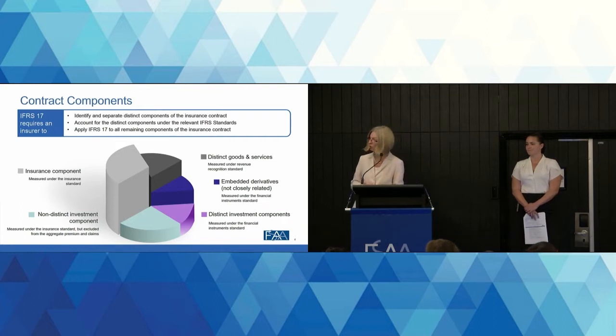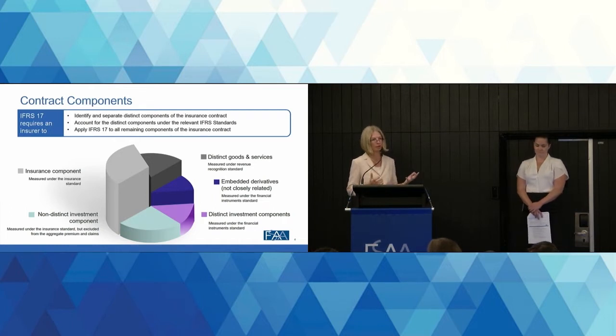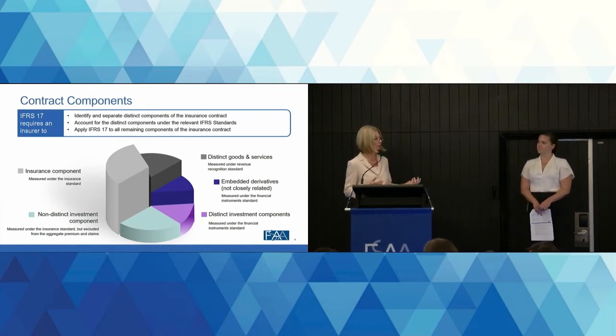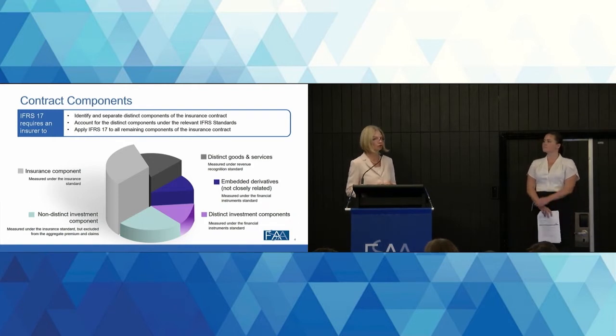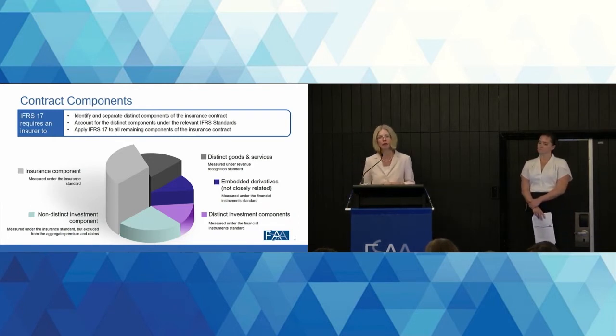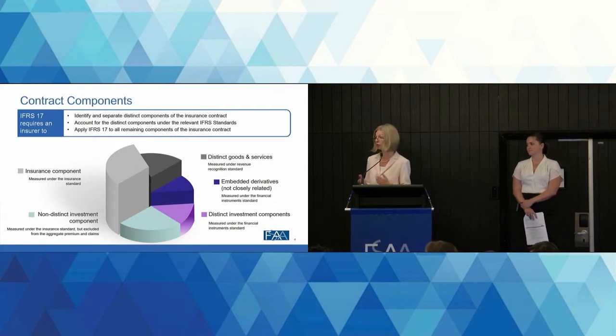Investment components also need to be separated from your insurance contract if they are distinct. So a distinct investment component is where that investment component is not highly related to the insurance coverage that's provided under the contract. And also, if there is another entity or the insurer that offers a contract that has the equivalent terms or could have the equivalent terms in the marketplace. So they also get pulled out and accounted for under IFRS 9.